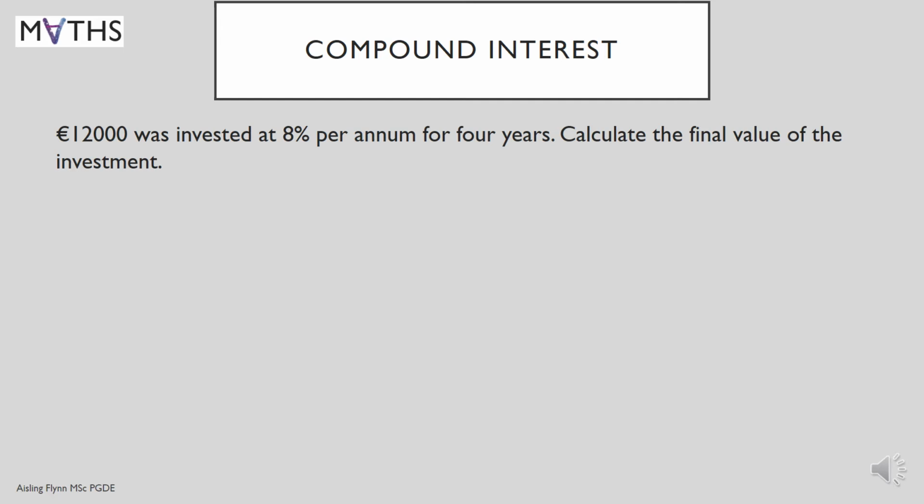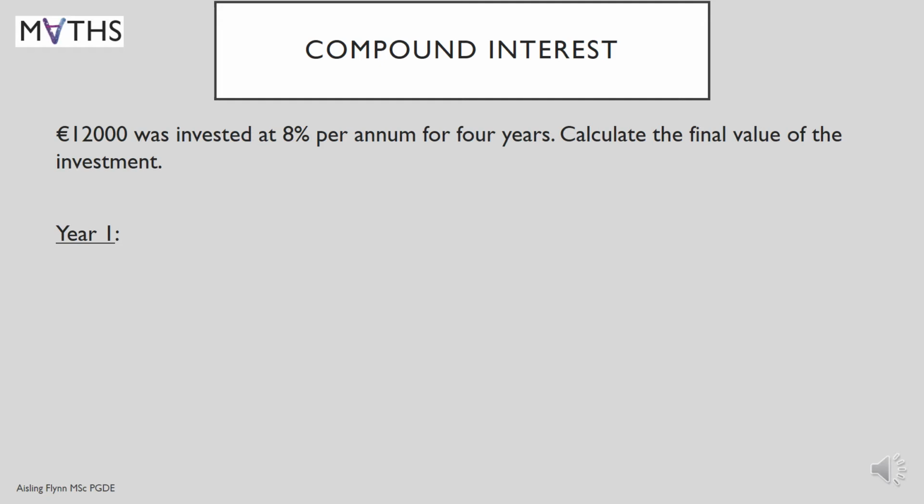So here's an example. €12,000 was invested at 8% per annum for 4 years. Calculate the final value of the investment. We're going to go through this year by year first, so we see what's happening to the money, and afterwards we can find a quicker way of doing that.